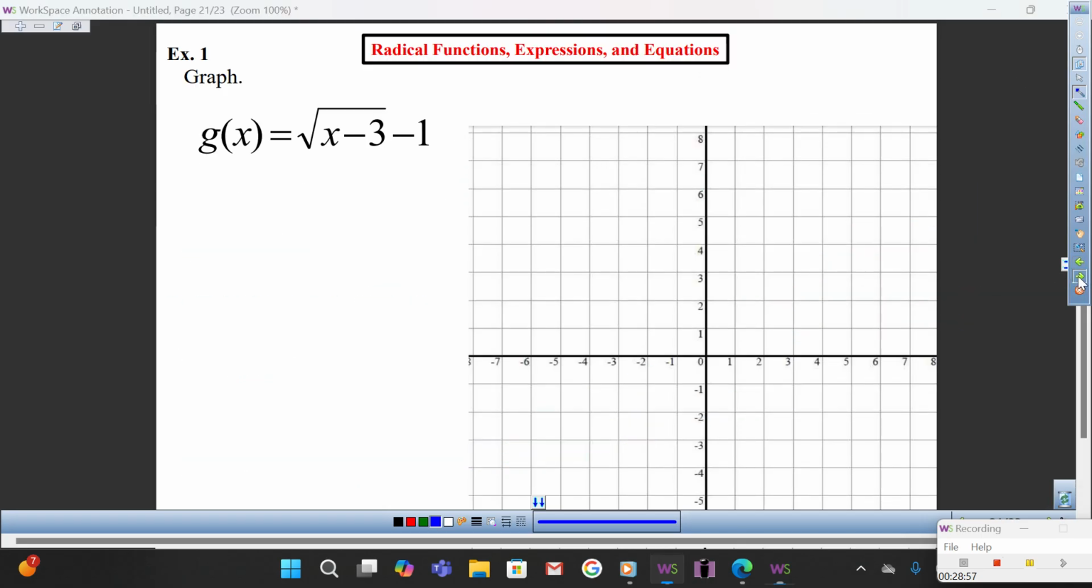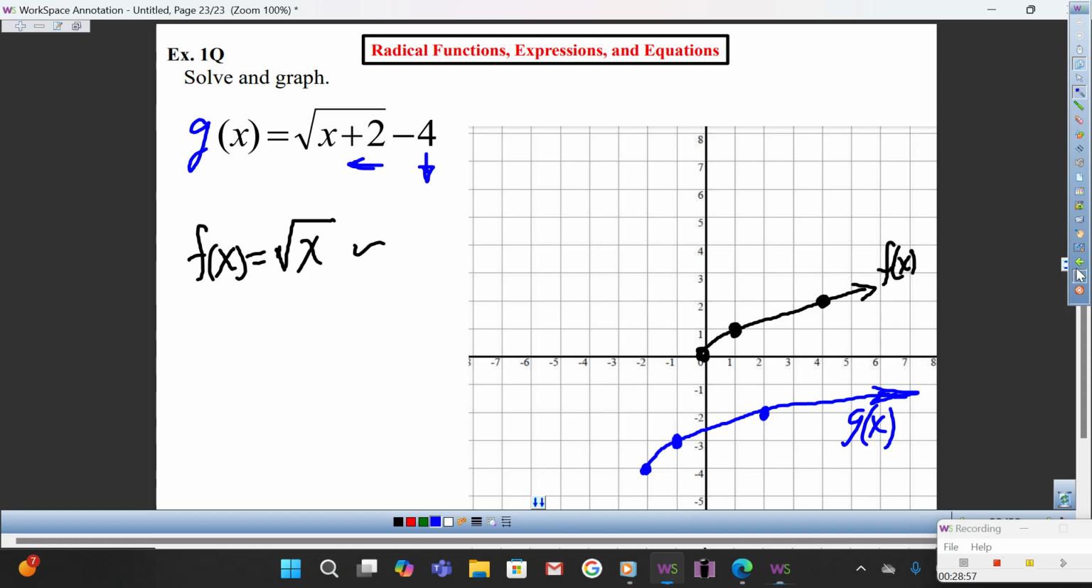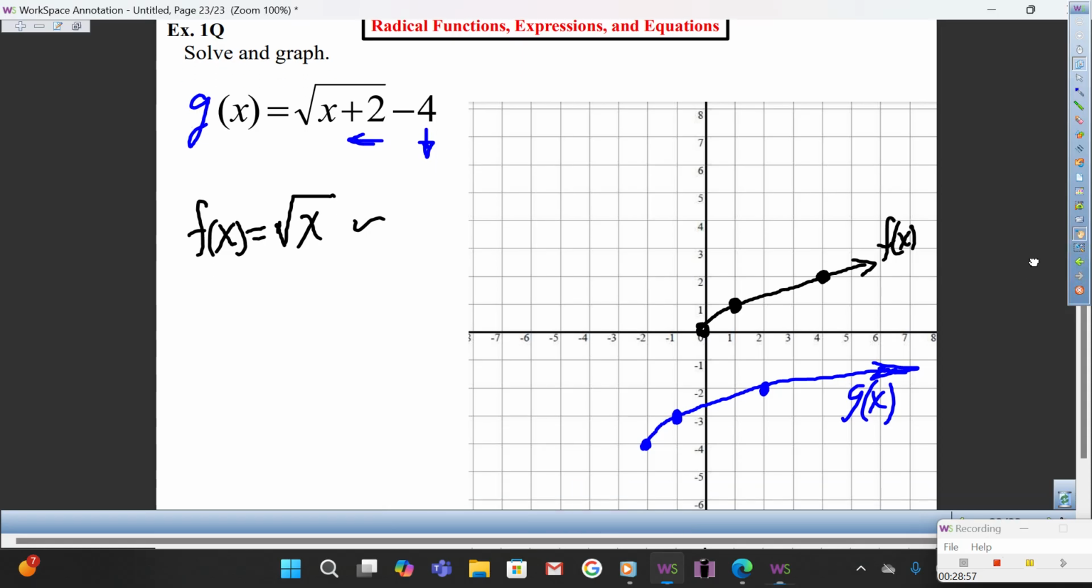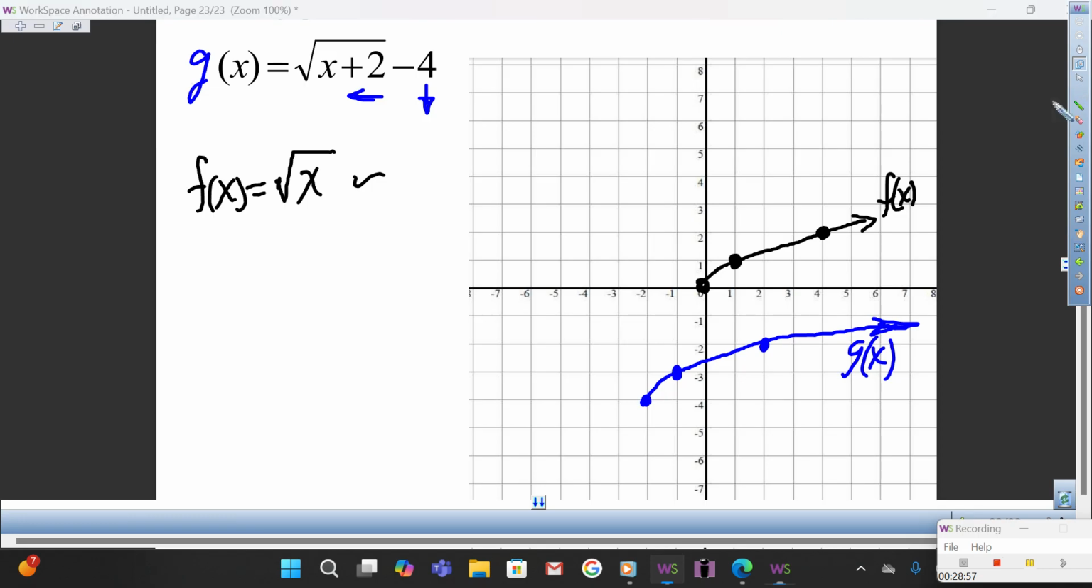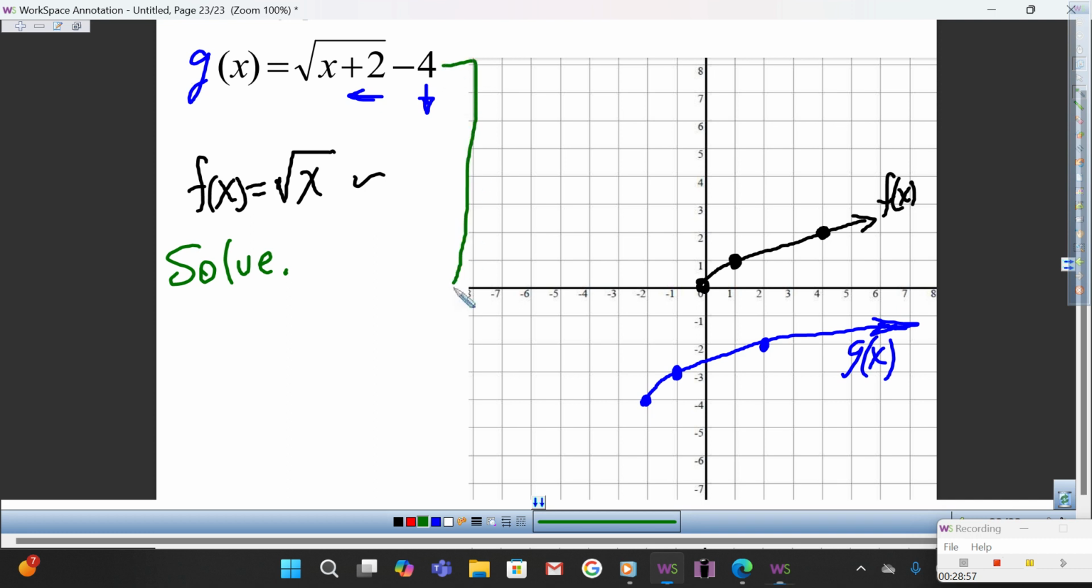Let's go to this one. Copy the example 1Q. I want you to write solve, and I want you to solve me that one. Solve that one, please. I'll give you some time, give you a head start, and go. Okay, here we go. For the sake of time, what is the first thing we do?